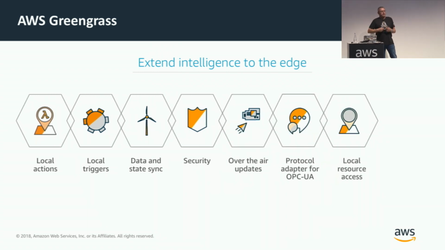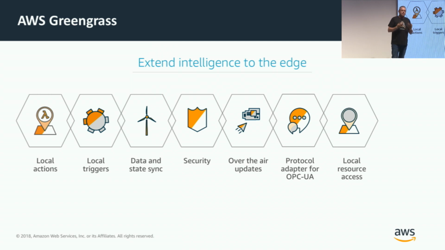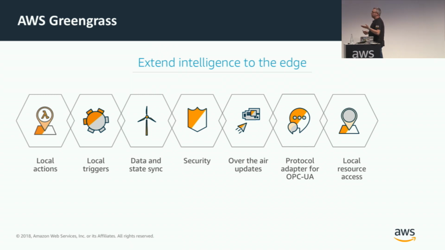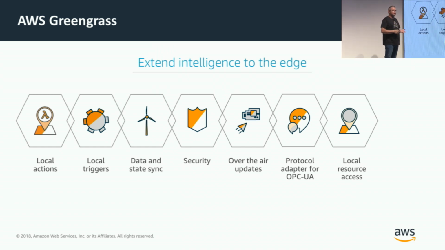But there are some additional features that are related to devices working at the edge, like over-the-air updates, the ability to send updates to the system over the air, or support for protocols like OPC UA, which is a super popular protocol for industrial machinery. And of course, local resource access. You can access your USB ports with cameras and sensors. You can access local storage. You can access network storage or anything else connected to your devices.